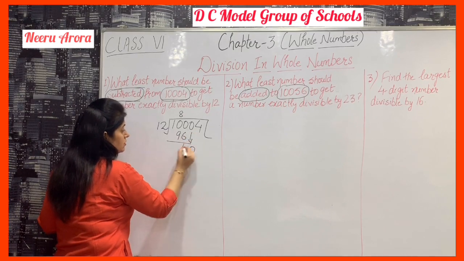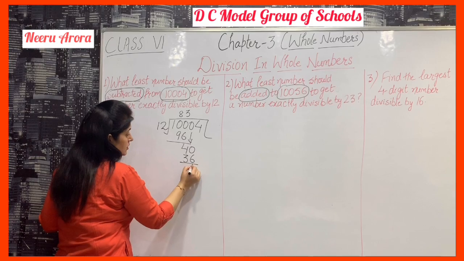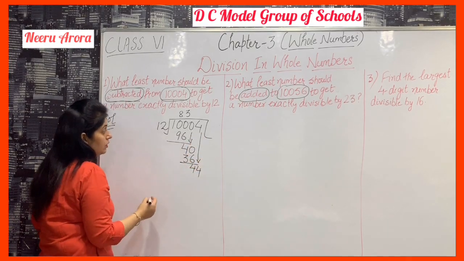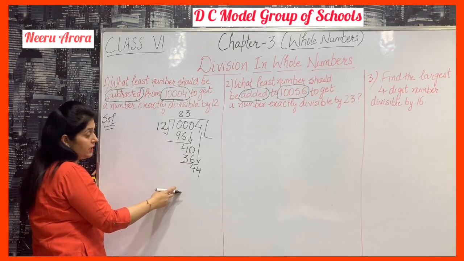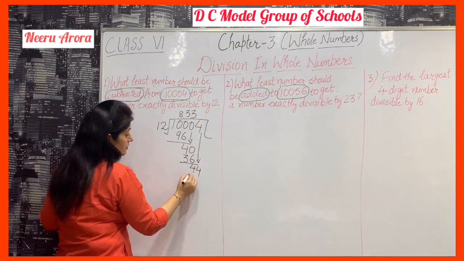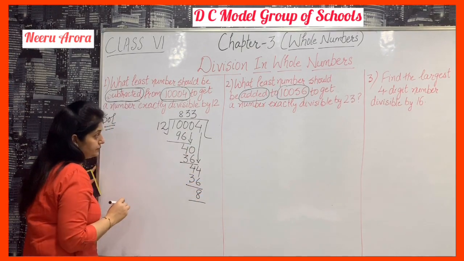Then the 0 comes down. 12 3s are 36. So here we have remainder 4. Then one more 4 comes down. Now 12 4s are 48, but 48 is bigger than 44. So 12 3s are 36. So here the remainder is 8.